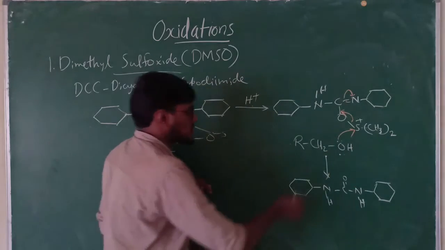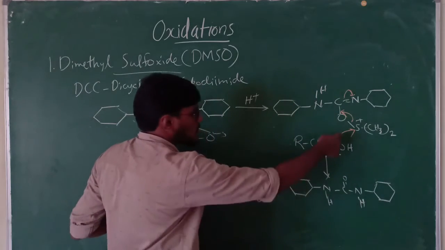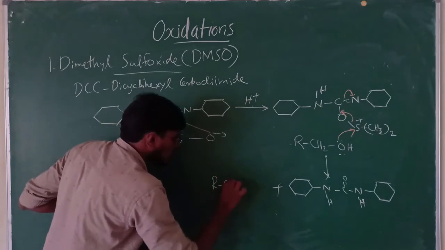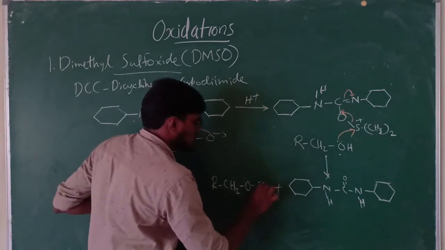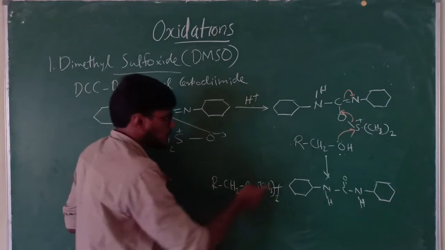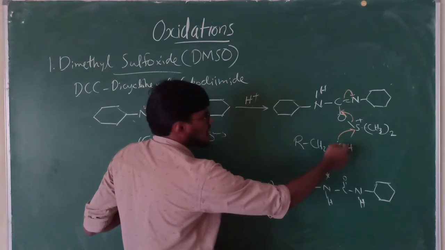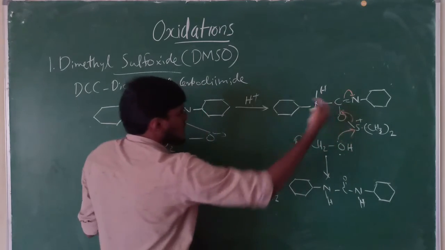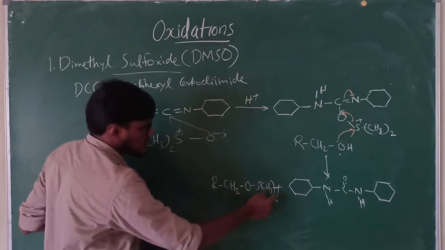This compound eliminates, plus there forms another compound, this one, RCH2O. This oxygen is attached to the sulfur and CH3 twice, and one H plus ion from here leaves, so this bond cleaves and this oxygen is attached to this sulfur atom, and this bond cleaves, then forms this one, RCH2O, S CH3 twice.